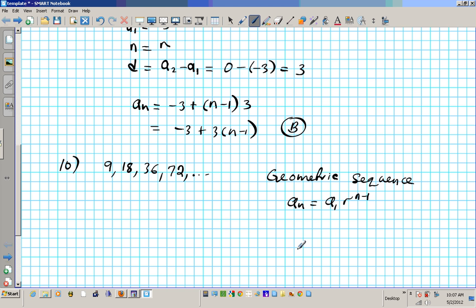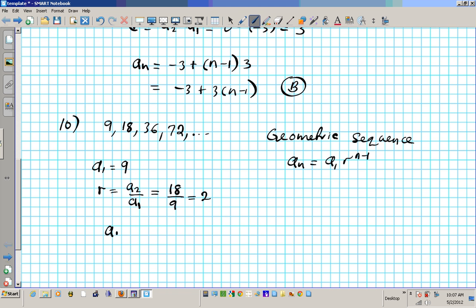That's basically what the formula is. Let's see what we know. A1 is the first term, which is 9. R is the common ratio, which we derive by dividing a term by the term before it, like A2 over A1 or A3 over A2. It doesn't make any difference. So 18 over 9 is equal to 2. So a sub n is equal to the first term, 9, times the common ratio, 2, raised to the n minus 1. There goes your final answer, and the answer to this is C. I'm sorry, it's D.